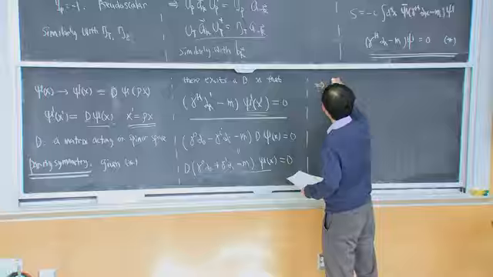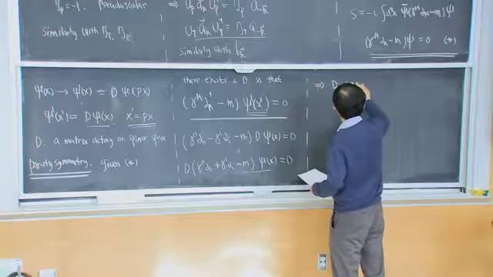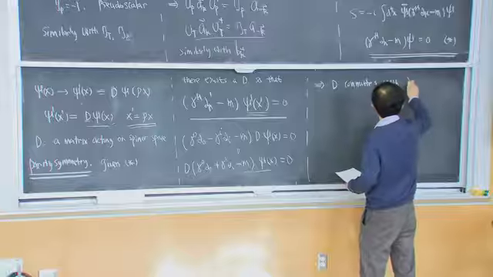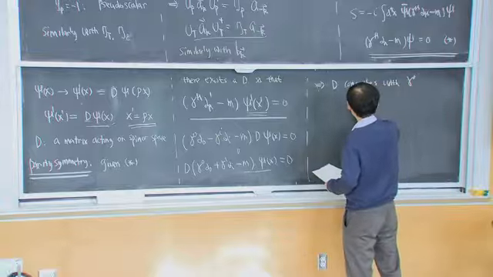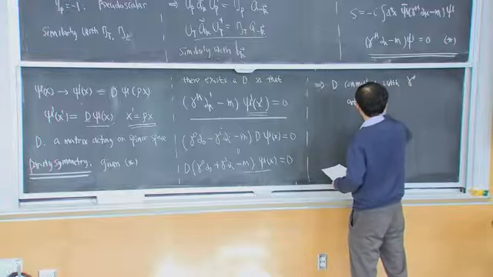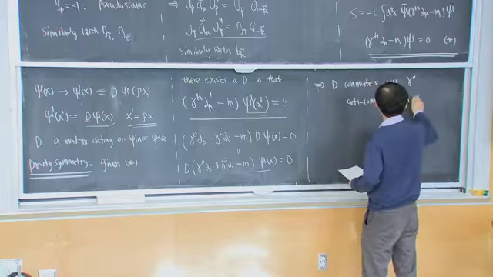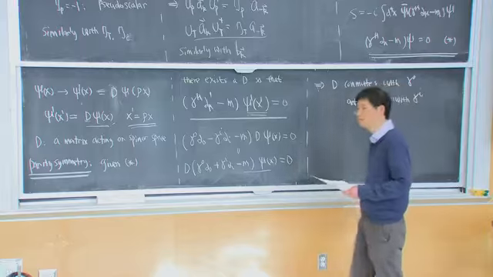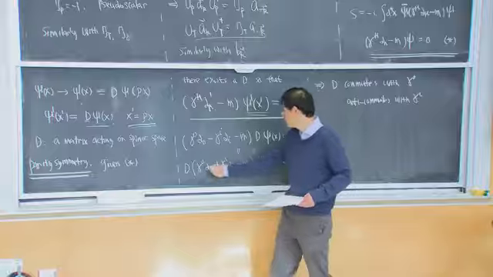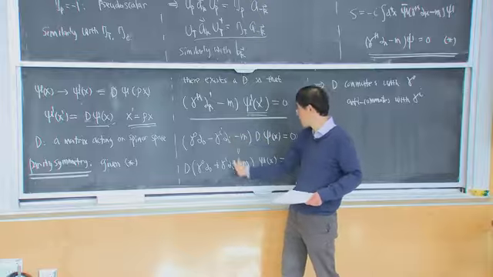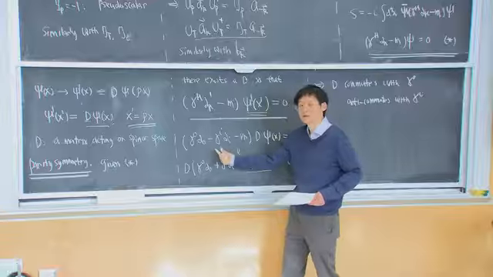In order for these two equations to be the same, D should commute with gamma 0, but anti-commute with gamma I. Because when you pass D through gamma I to bring it to that side, you should change the sign.